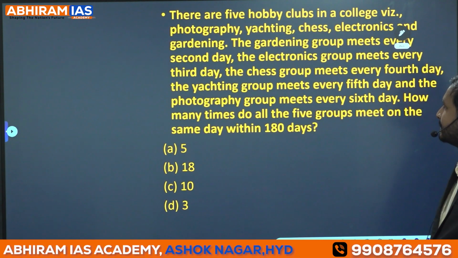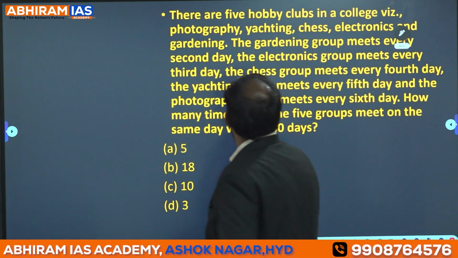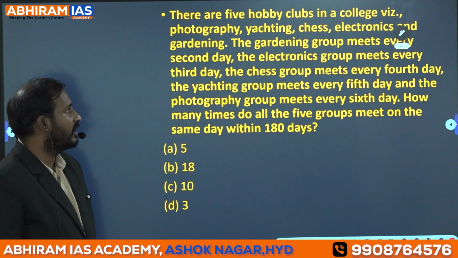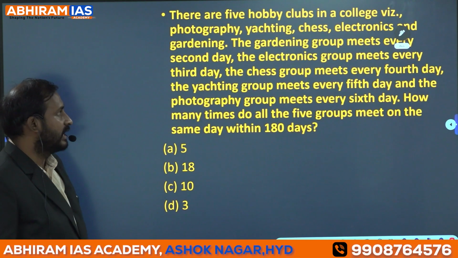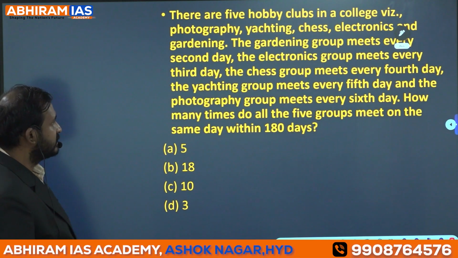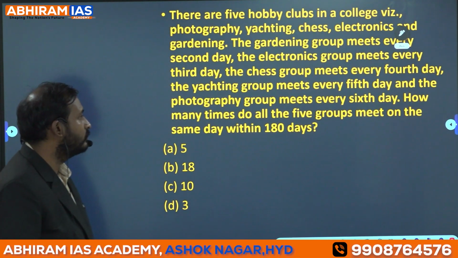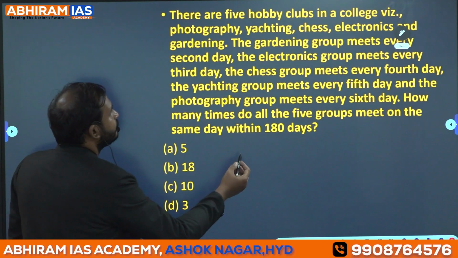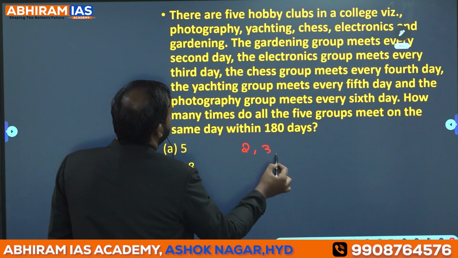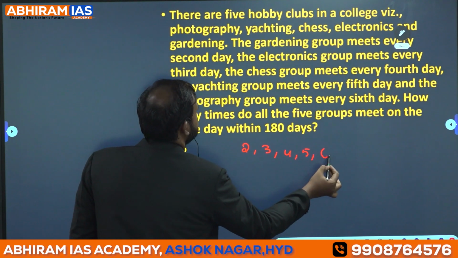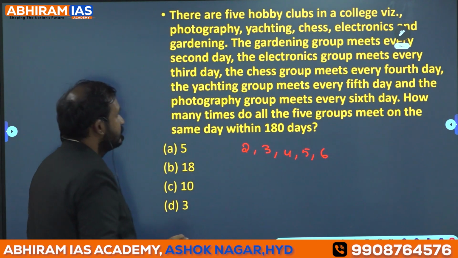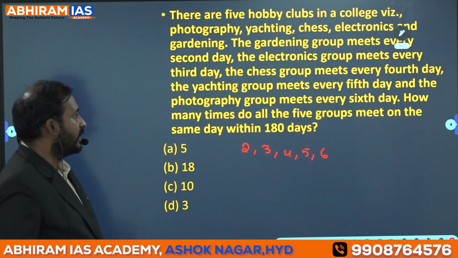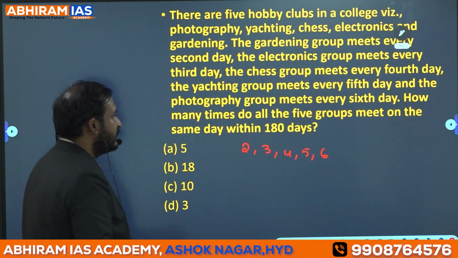Next one. There are 5 hobby clubs in a college: photography, etching, chess, electronics and gardening. The gardening group meets every second day. The electronics group meets every third day. The chess group meets every fourth day. The etching group meets every fifth day. And the photography group meets every sixth day. How many times do the 5 groups meet on the same day within 180 days?